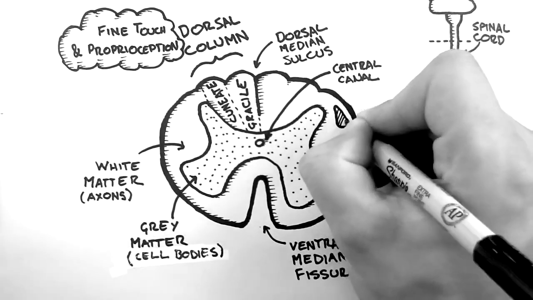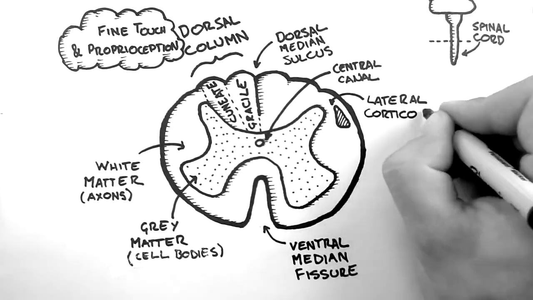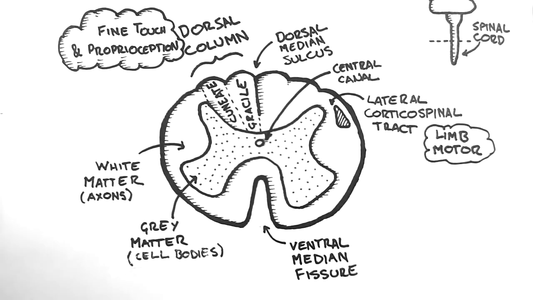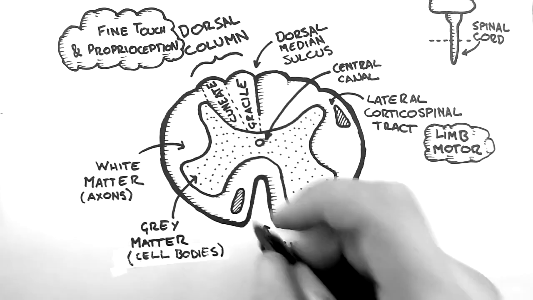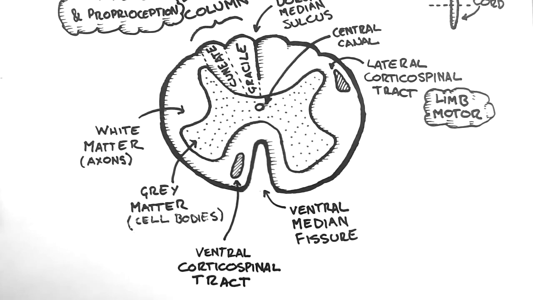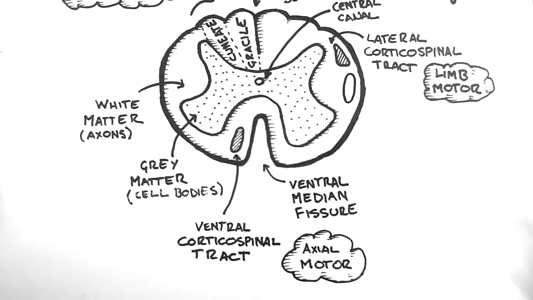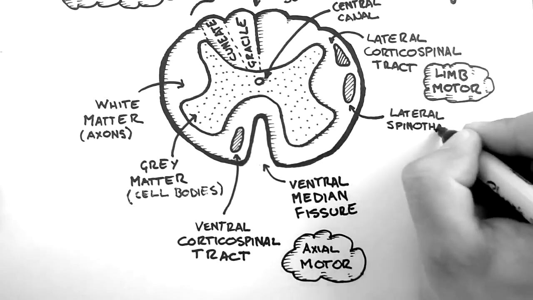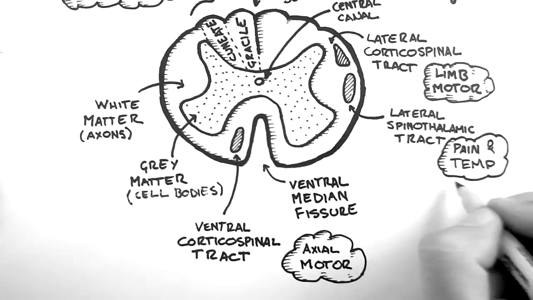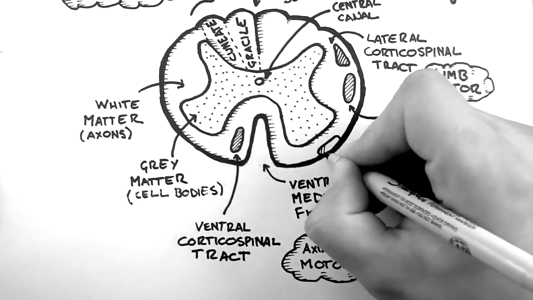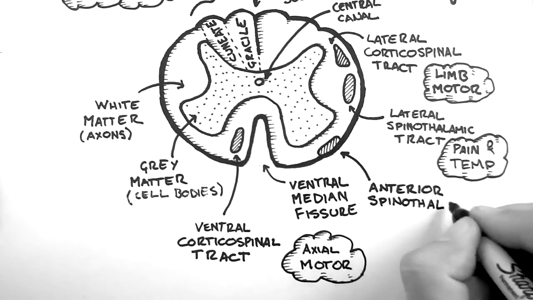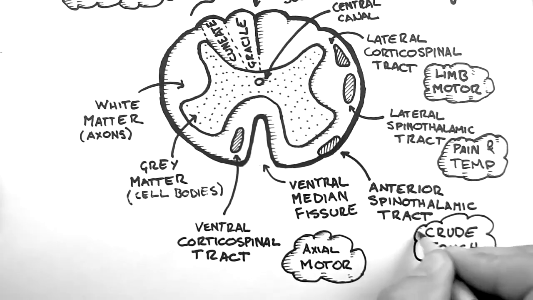Moving along, off to the side here we have the lateral corticospinal tract, which carries limb motor or limb movement information. And alongside the ventral median fissure, we have the ventral corticospinal tract. And this carries motor information to the axial muscles, which is essentially every muscle that doesn't involve the limb. Back at the side, we have the lateral spinothalamic tract, which conveys pain and temperature sensation. And at the front, we have the anterior spinothalamic tract, which carries the crude touch sense from the body to the brain.